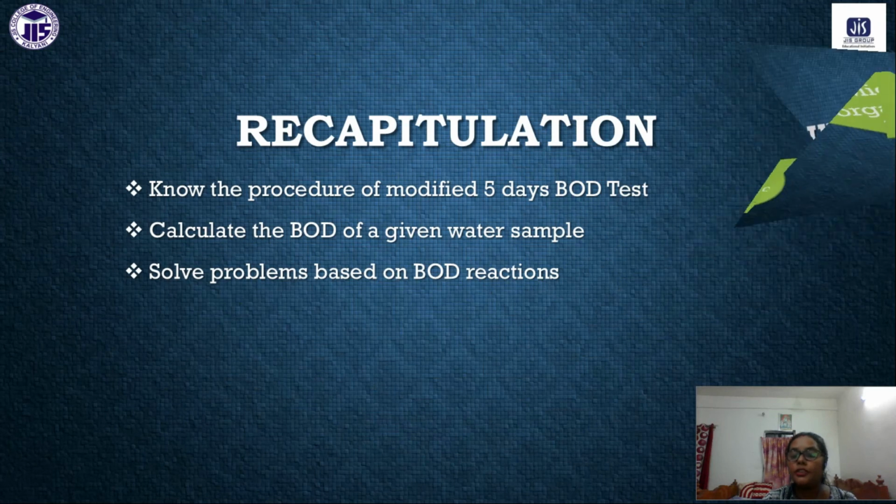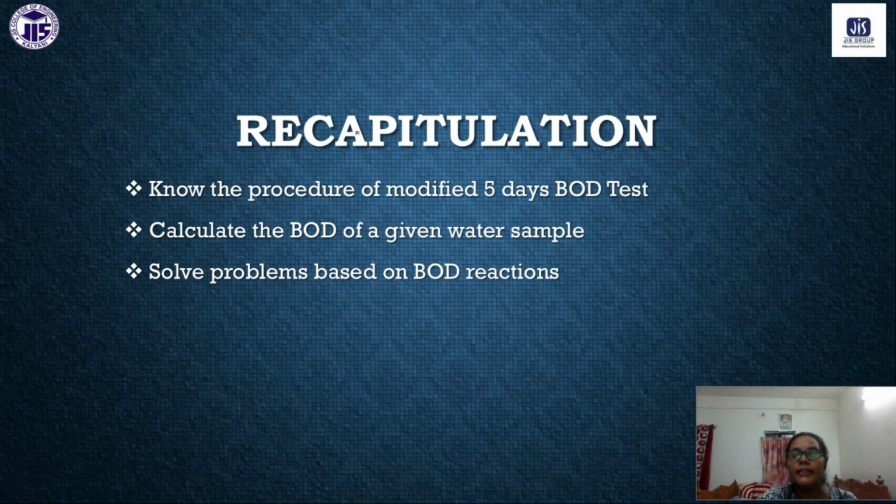This is the recapitulation. Whatever we have discussed: we have discussed the procedure of the BOD test and also the procedure of the modified BOD test. Also, we have calculated the BOD of a given water sample, and we have solved some problems based on the BOD reaction. These problems are very common. You may have them in your exam. So this portion of the water chapter is very important.